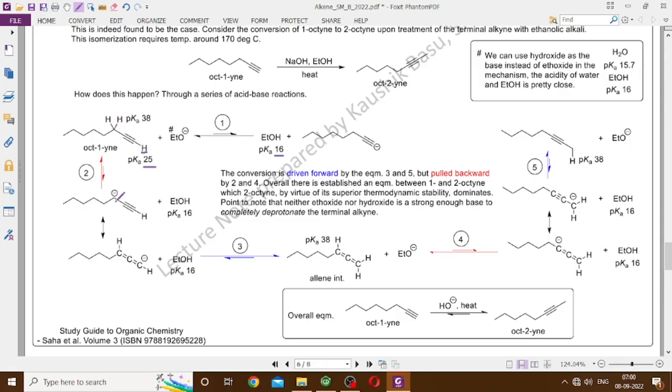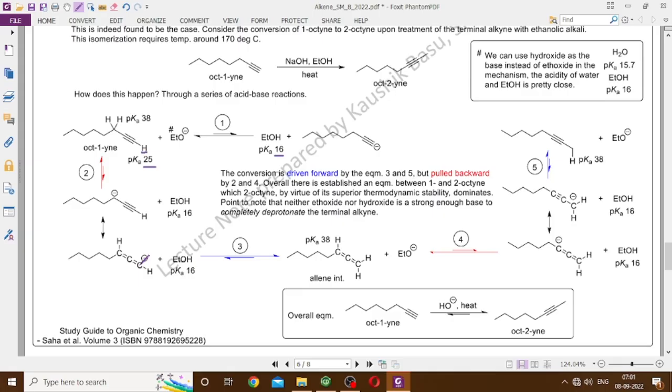If that happens, then let us look into the equilibrium direction. So this number 2 equilibrium is also kind of favoring the alkyne itself, because we are getting a strong acid from a weak acid. Let us draw the resonance structure. If we draw the resonance structure, then this is basically an allene-type thing, where you have a negative charge on this terminal carbon.